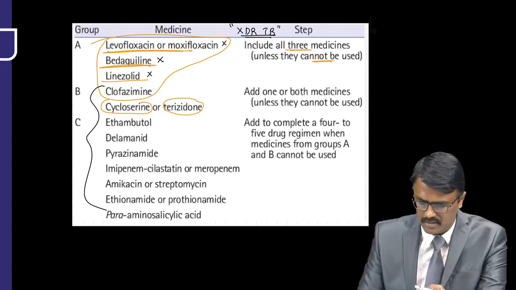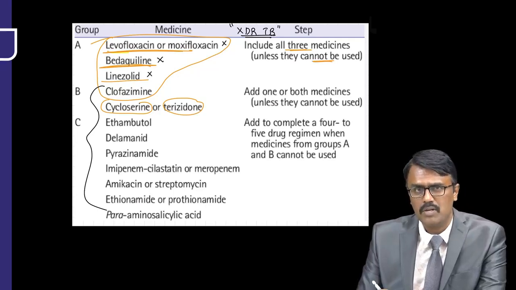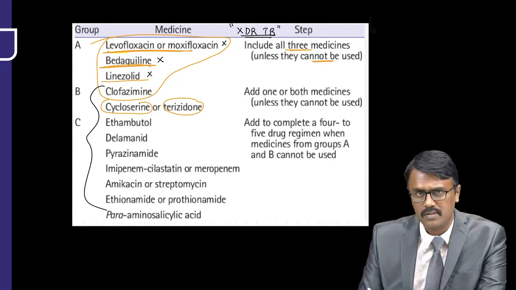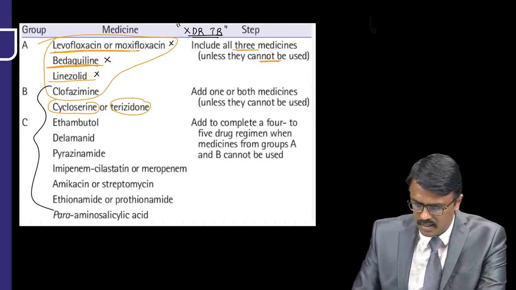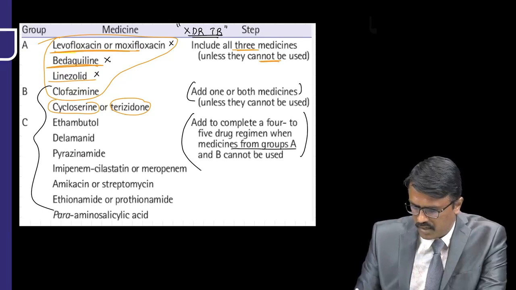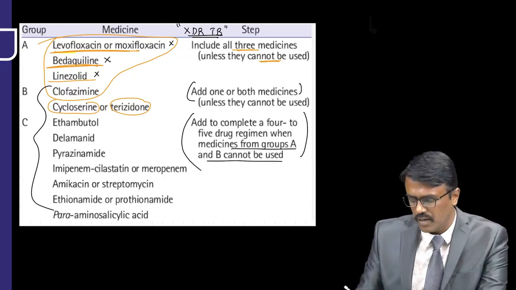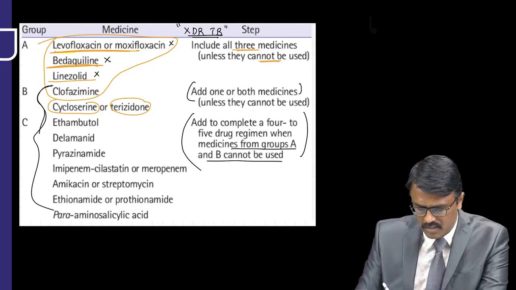So for managing XDR TB also, we use this longer regimen. Clear? Yes. So remember, if the patient is having MDR TB and you want to use a longer regimen, use the first 4 drugs. And depending on the culture and sensitivity, then we prefer other drugs. You can see the second line here. Add 1 or both medications. The last one you read: add to complete a 4 to 5 drug regimen when medicines from group A and B cannot be used. When you cannot use group A drugs in XDR TB, then you can use these medications.